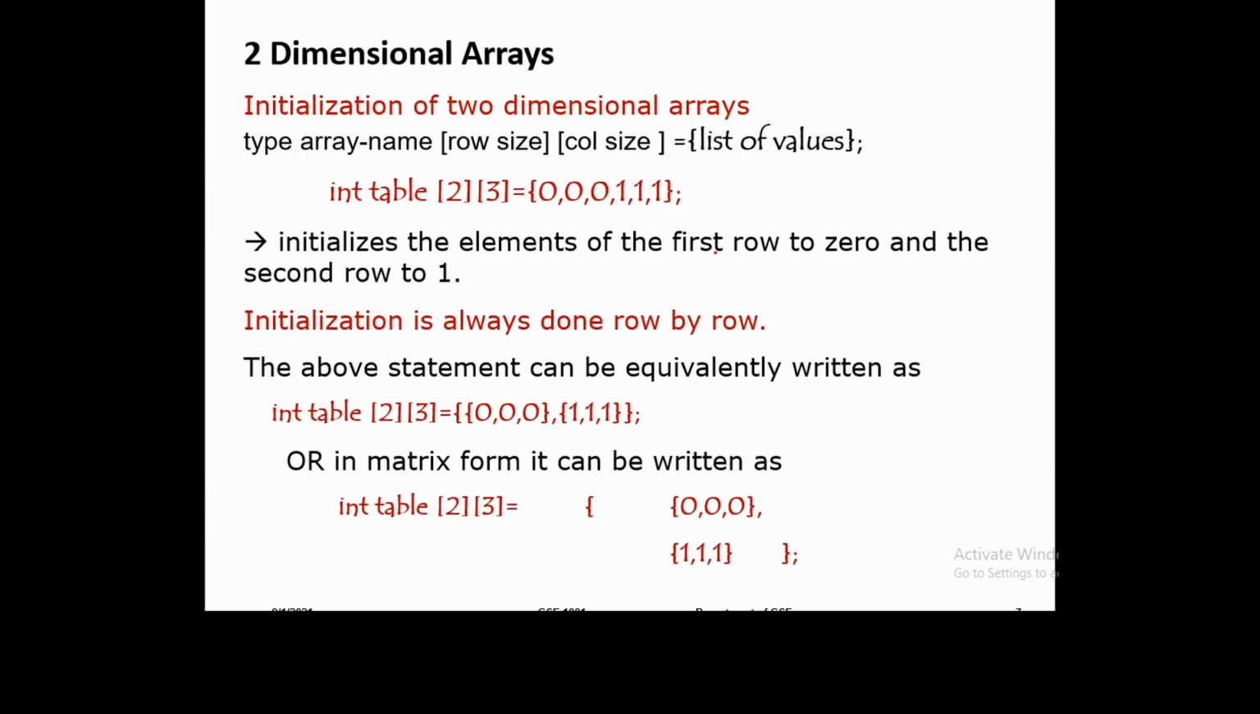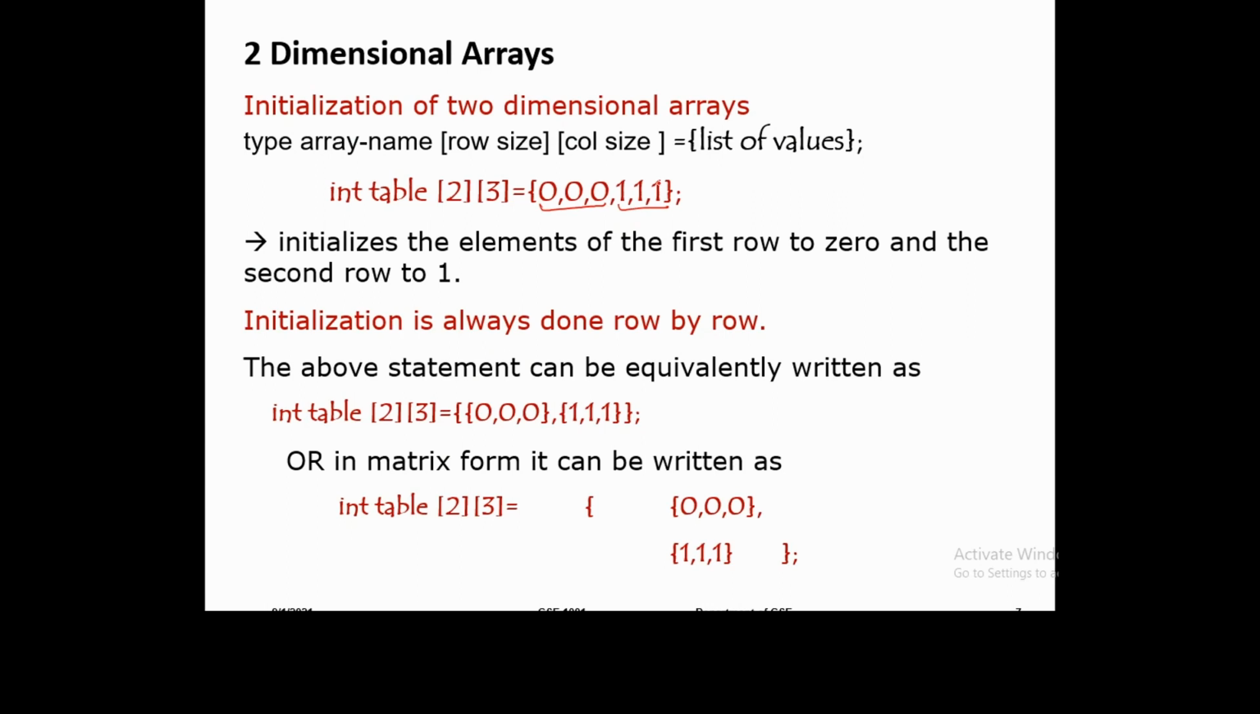Now, initialization of the two-dimensional array: this was the first slide. Then now we can do it like this. Suppose we are writing it like this in table 2, 3. Then it will be treated like the first 3 elements in the first row and the second 3 elements in the second row. What it will do is initialize the elements of the first row to 0 and the second row to 1, according to these values.